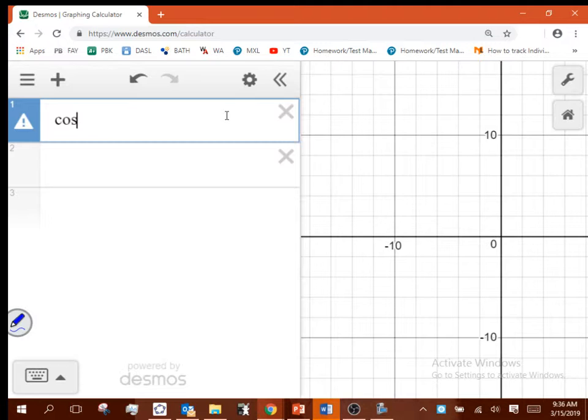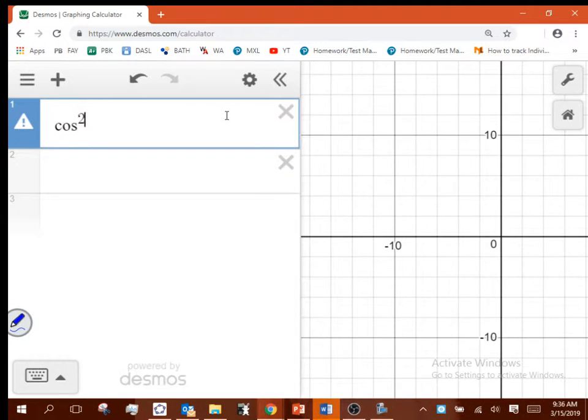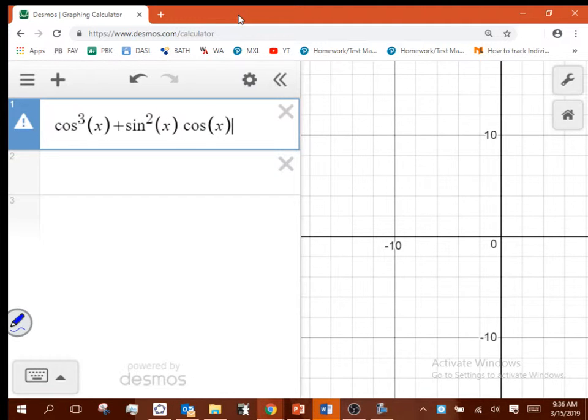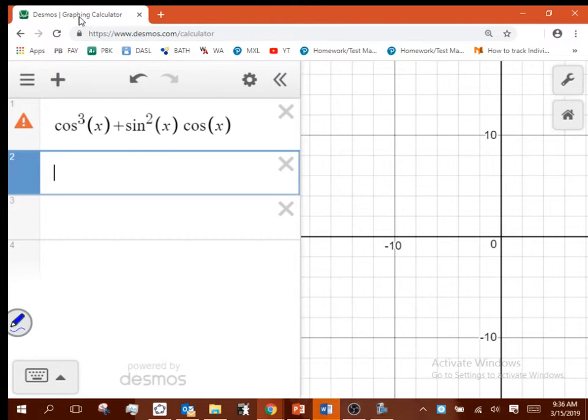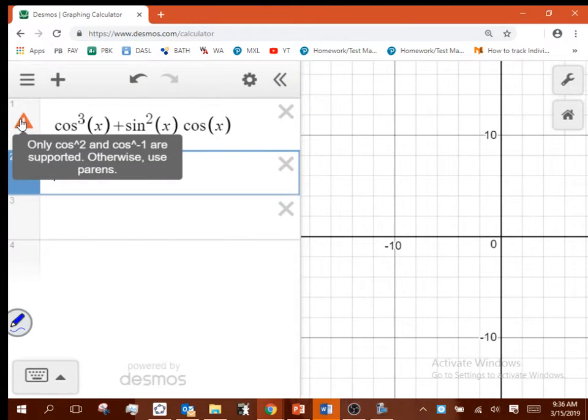Now here's the thing with Desmos. If I go cosine squared, it knows what to do. But I'm going to put a 3 there and see what happens. Sine squared, it's going to know what to do with the sine squared. But when I hit enter, see how we got that warning sign there? Click on that. I'll tell you what the issue is. Only cosine squared and cosine inverse are supported. Otherwise, use parentheses. Okay?